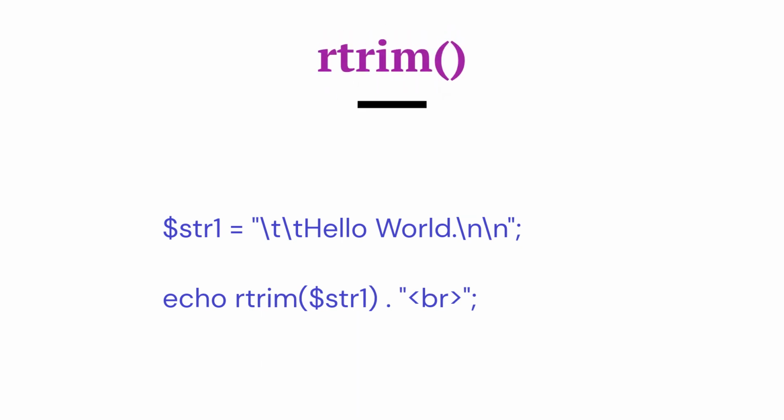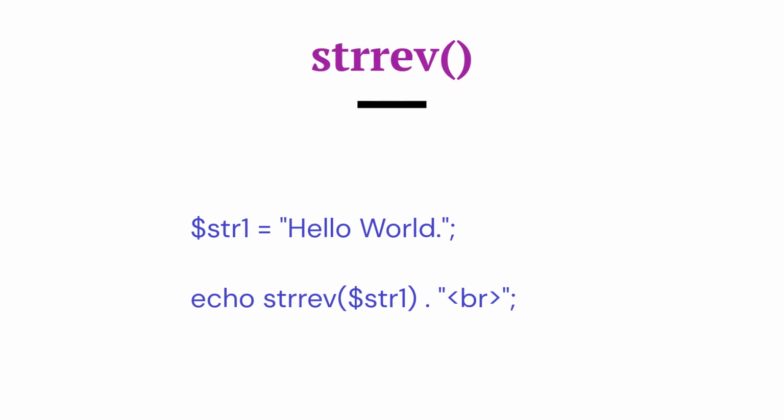rtrim function deletes ordinary spaces, tabs, new lines, returns, null bytes, and vertical tabs from the end of a string. The rtrim function removes new lines from the end of string variable $str1. Strrev function reverses a string. The string hello world prints as dlrow olleh.